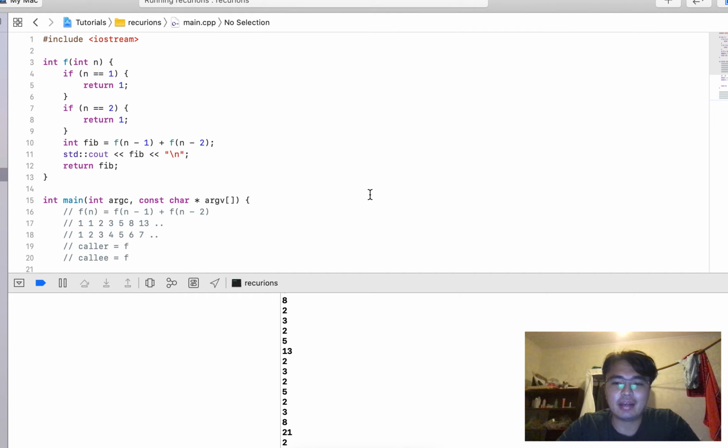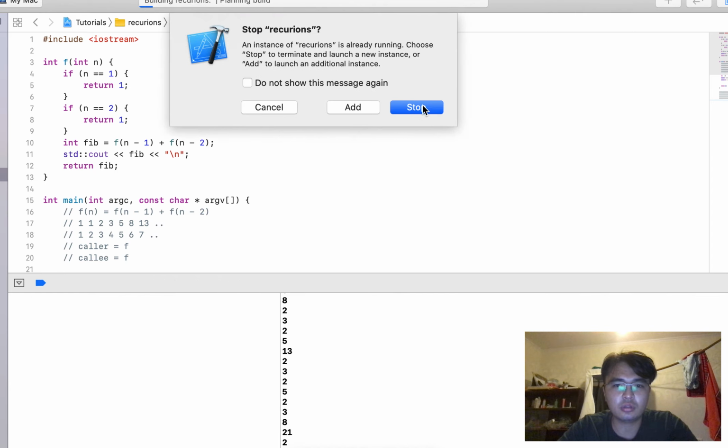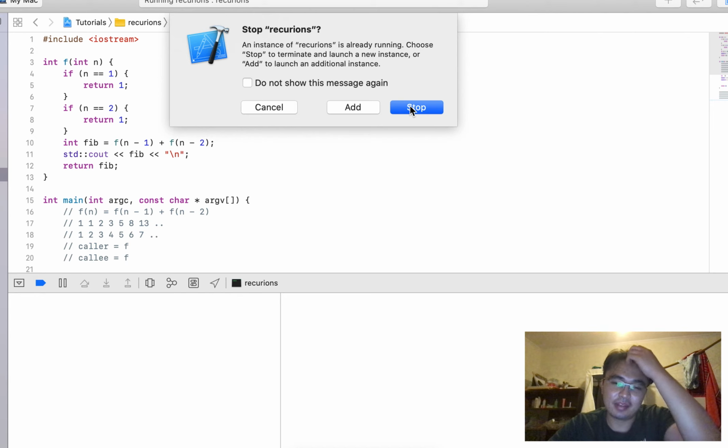Let's try another example. Let's try, for example, 200. Yeah, as you can see, it's already consuming a lot of CPU, a lot of power, and that's why my machine is almost going to break. So yeah, basically that's it.